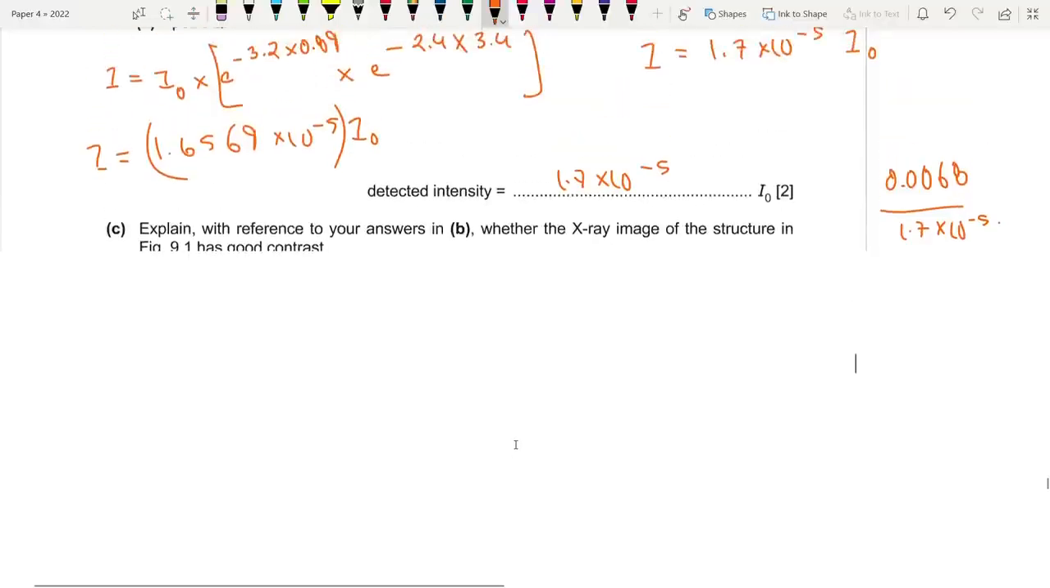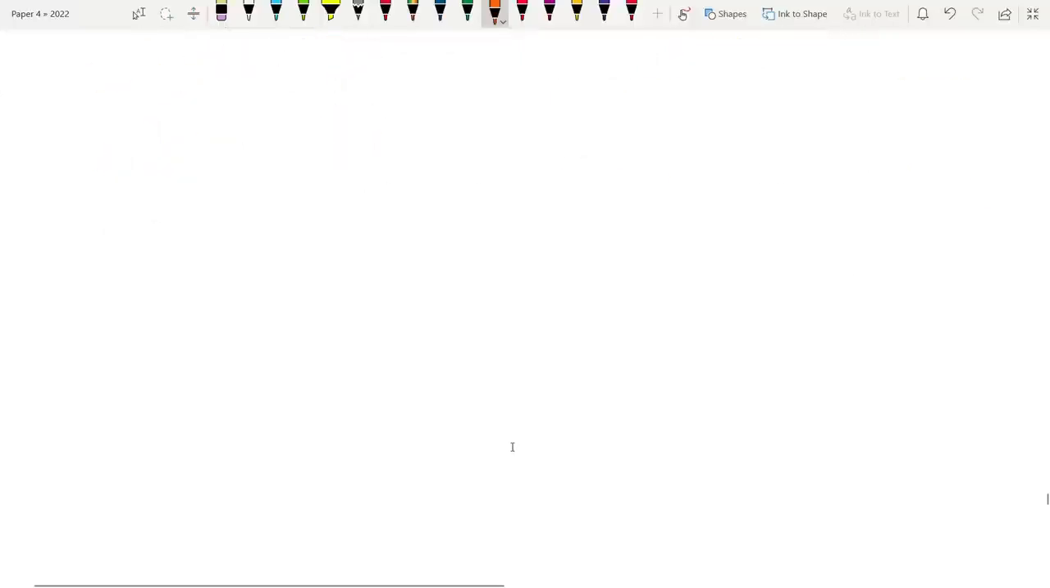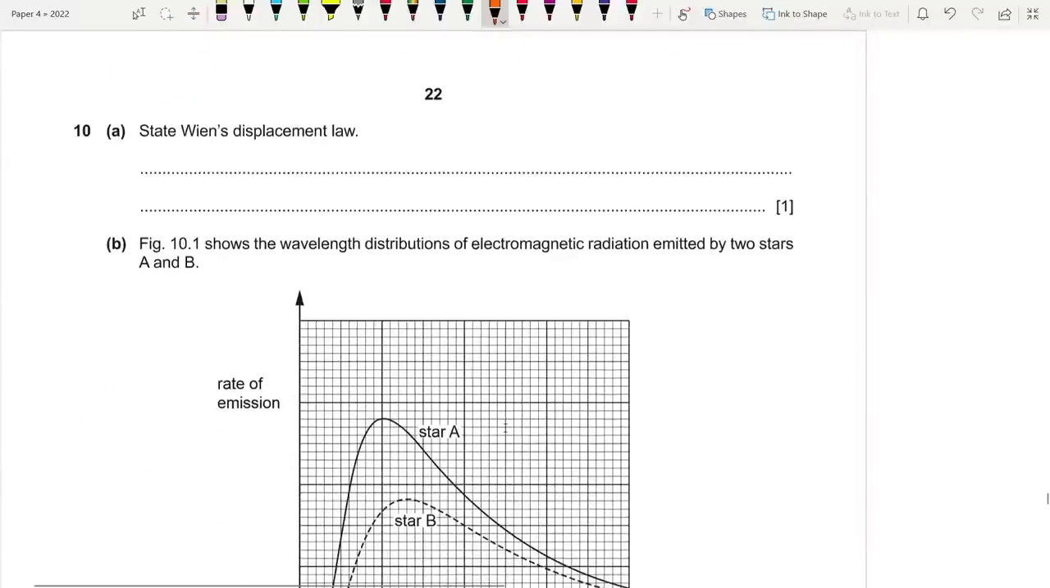All right. Okay, guys, on to our last question then. Let's begin. So starting with Wien's displacement law. What does Wien's displacement law state? It states that the wavelength. So this is important for you guys because we don't have much content from astronomy. We only have the specimen paper and February, March 2022.